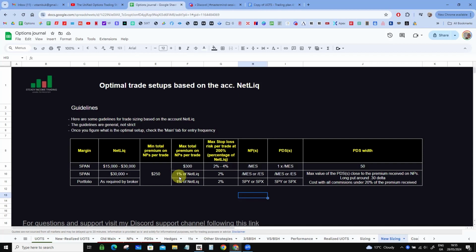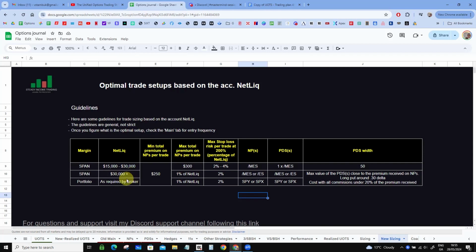So for example, if you had a $50,000 net liq, you don't want to be selling more than $500 in an individual trade. That could be 2-3 MESs, depending on the current VIX and environment. The reason is because when you implement the 200% stop loss, that will give you maximum loss per trade, assuming that you exit at a stop loss of 2% of your portfolio value. So that keeps your size in check.